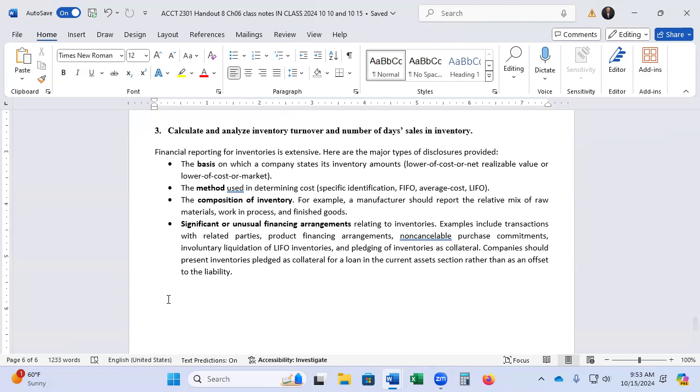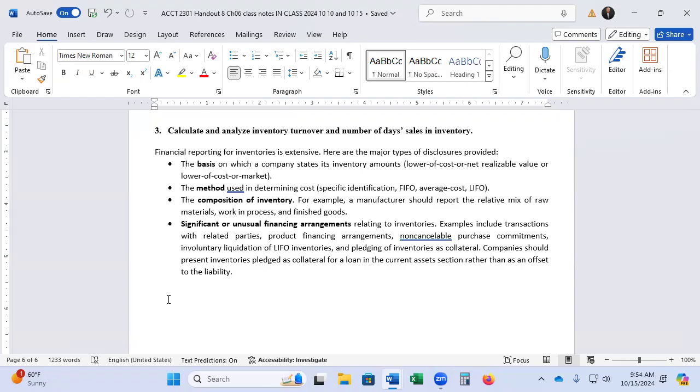And this just talks about what you have to report in the financial statements. Again, don't try to write all this out. You can copy it once I post it. And something similar should be in your text, but these are kind of my own notes.